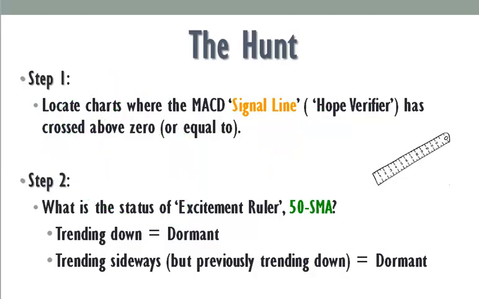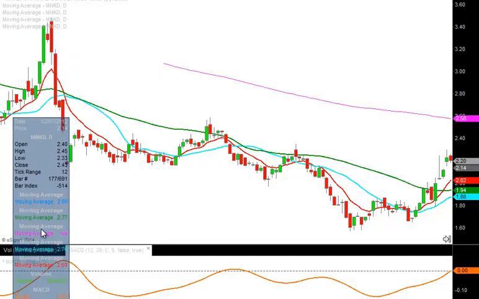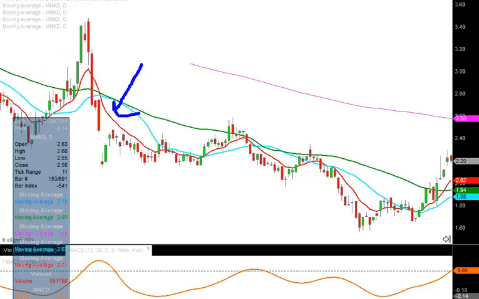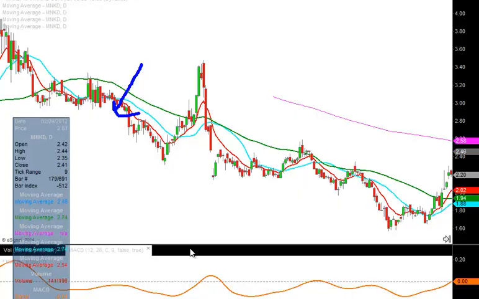So let's go on and check the status of the 50 SMA. So we pull up our chart, and you can hopefully see pretty clearly that this thing is definitely trending downwards. So the excitement isn't really growing or anything like that by any means. If we shrink up the chart, let's see what it was previously doing. So yeah, it's been trending down for a while.